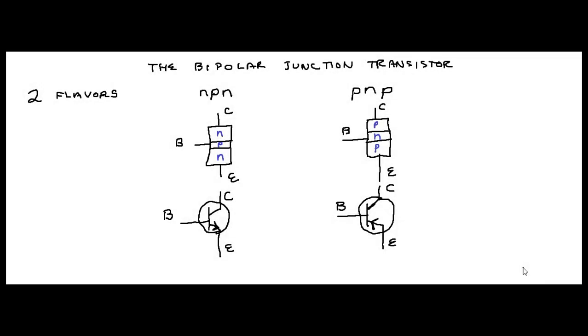Hello everybody. I wanted to talk about the bipolar junction transistor. Specifically, it comes in two flavors, and I've drawn them out here for you. One is called the NPN, which is right here. You have an N here, a P in the middle, and an N-doped region here. In NPN, the N stands for a negatively doped region, and P stands for a positively doped region.